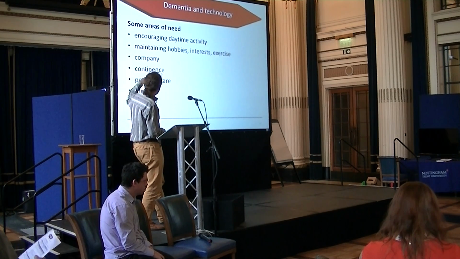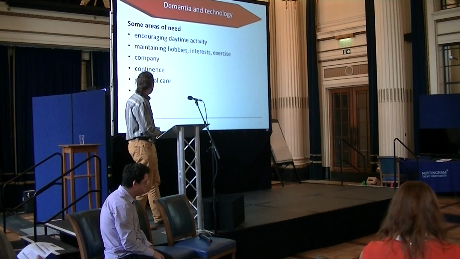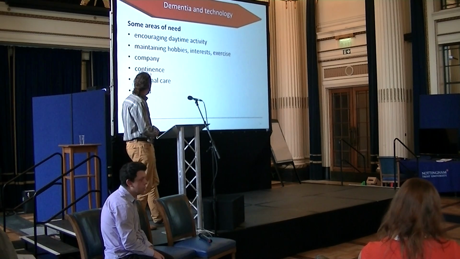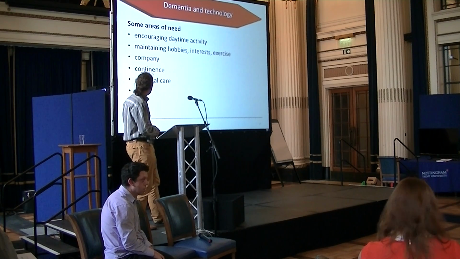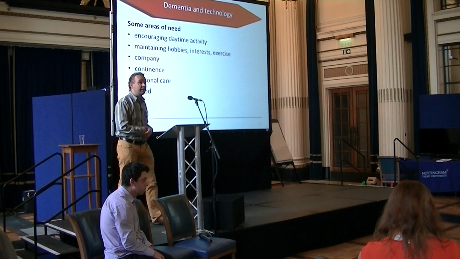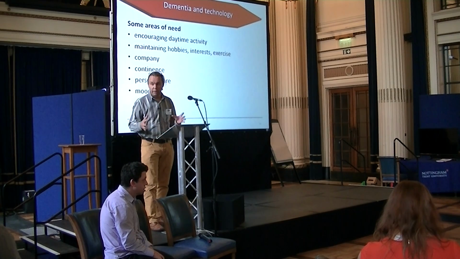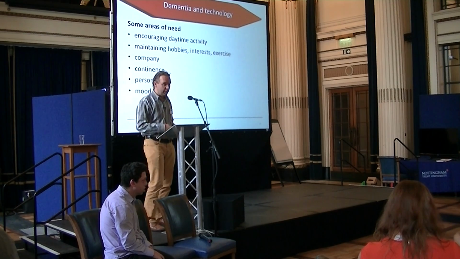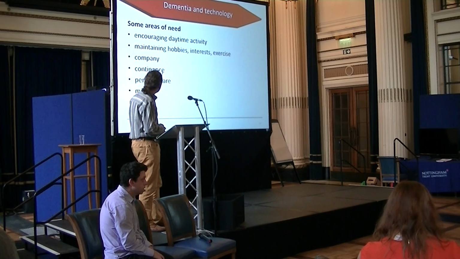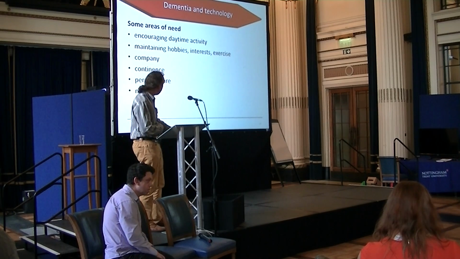And then there are issues of company and social interaction that might be constrained by having dementia. And then there are some of the more physical issues of continence and personal care. And also, one of the things that's often neglected in dementia is mood, and depression is a big issue that needs to be thought about. And there will be ways of using technology for mood in dementia care.